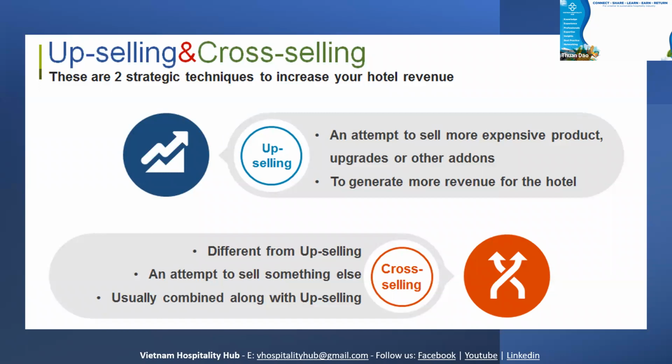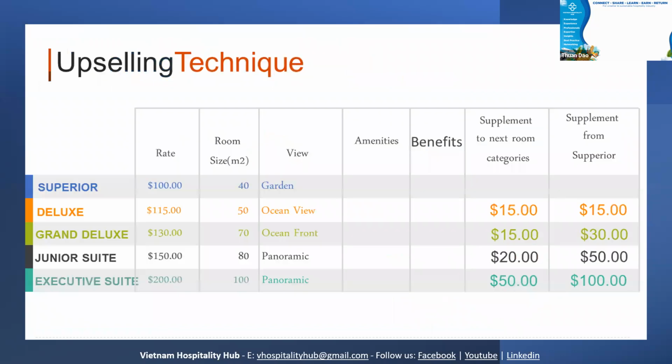So that's why we need an upselling and cross-selling program to train the reservation team and the FO, the front office, because in many hotels, after the reservation office closes, the FO takes care of the reservations. So they both need to be trained for upselling and cross-selling. This is one of the techniques, and I will just give you an example.